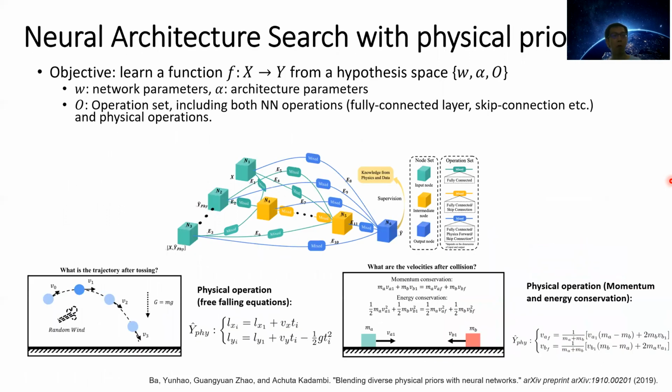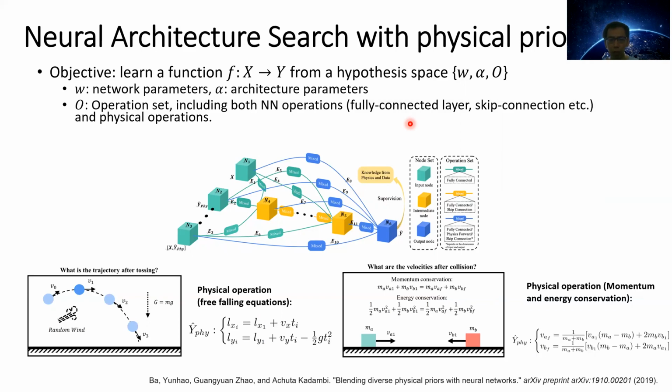And here we talk about a more general problem: the search for optimal neural network architectures. We have the same objective here, which is to learn a predictive function f from input features x to the output target variables y. But here the hypothesis space consists of not only the network parameters, but also the architectural parameters. So we have to determine, for example, what kind of connections we should use to connect each pair of hidden units, or from hidden units to the output units. For example, whether we should use fully connected layers or skip connection layers, and so on.